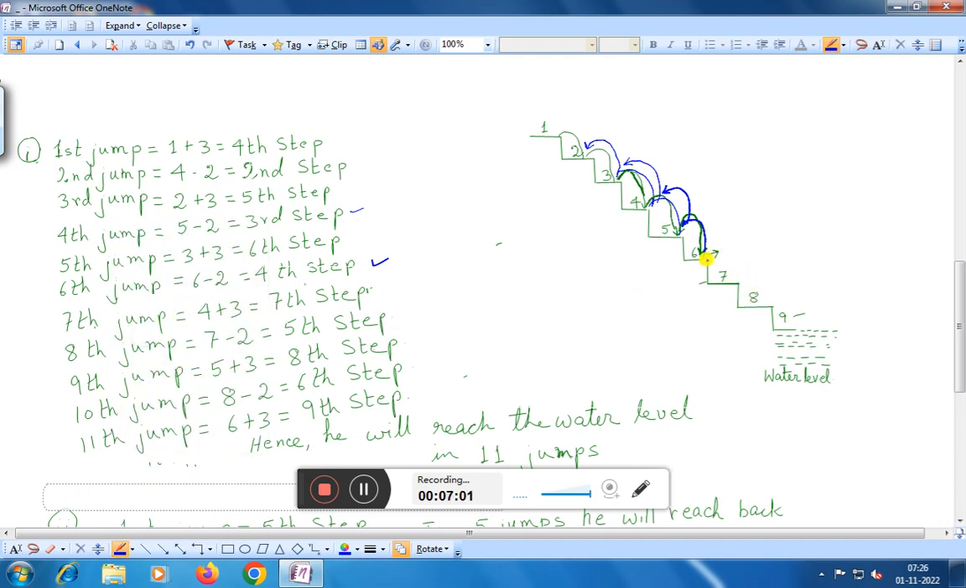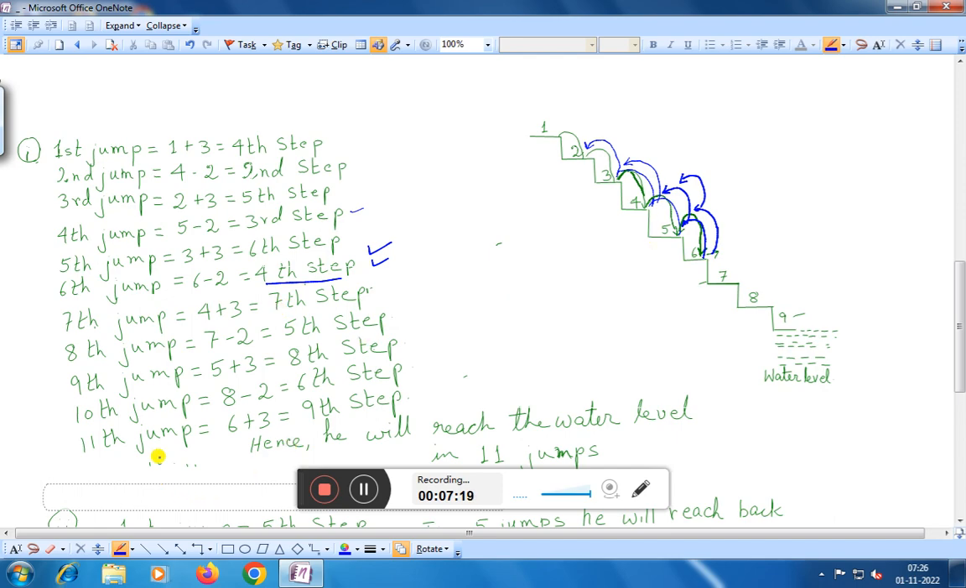Again he goes backward to step 6. Then he goes again to 5 and again to the fourth step. That is the fourth step, right? And again he goes 3 steps up. 4 plus 3 is the seventh step, right?